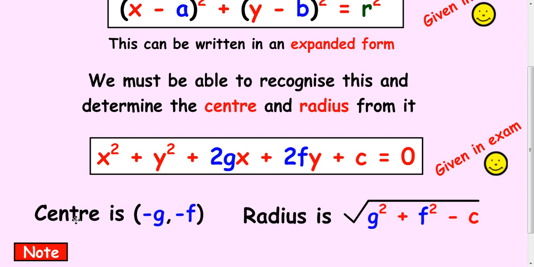And we're also given this information: the centre point is negative g, negative f, and the radius is the square root of g squared plus f squared take away c. All this information is given in the formula sheet, along with this top formula.